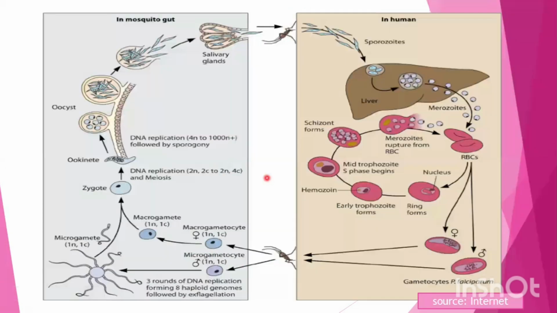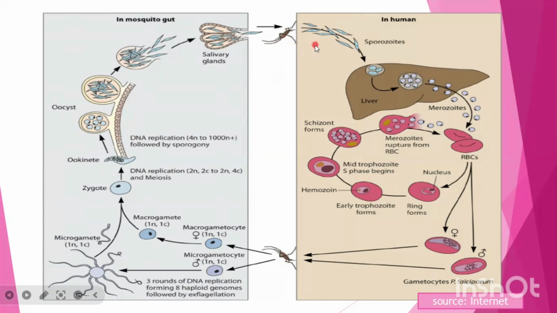Now students, here you can see a little bit of detail of the malarial parasite life cycle. Here you can see that on the right hand side, the life cycle shows in human, that is the secondary host, and on the left hand side, you can see stages of the malarial parasite in the female Anopheles mosquito. Now let us start from here.